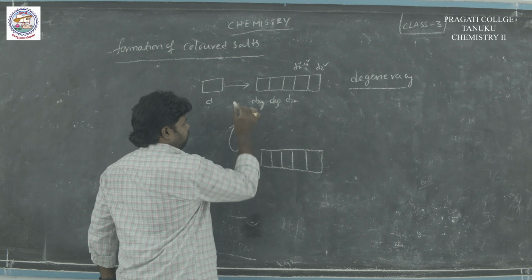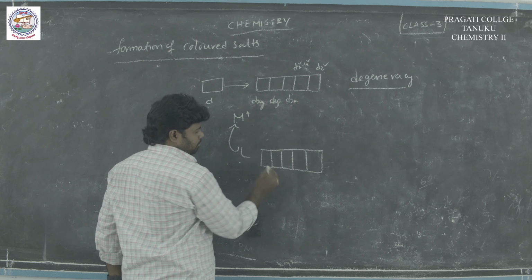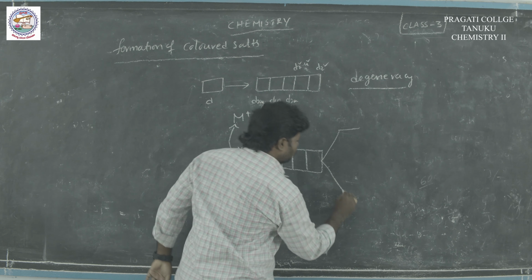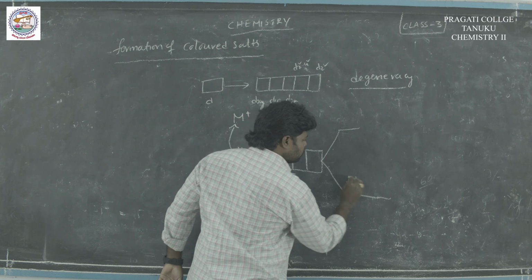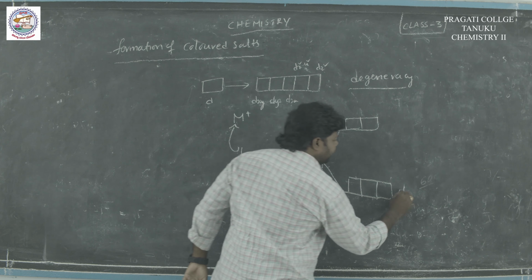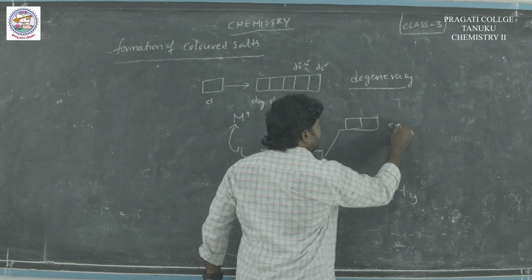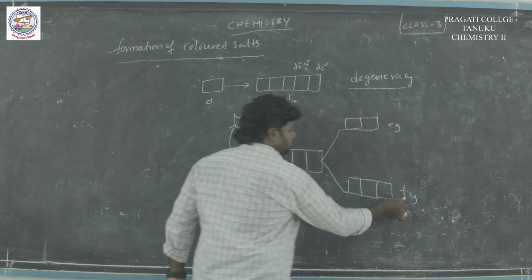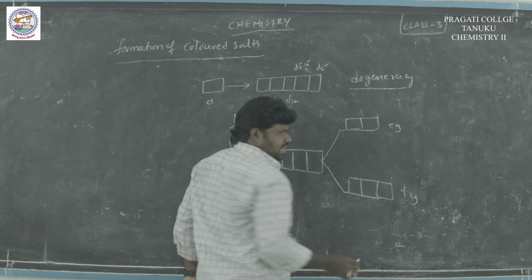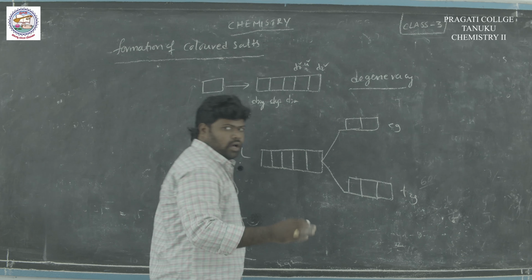When a ligand is attached to the metal, the 5 d orbitals split in octahedral systems into 2 sets. One is T2g, another one is Eg. T2g means a triplet, containing 3 orbitals. Eg means a doublet, containing 2 orbitals.